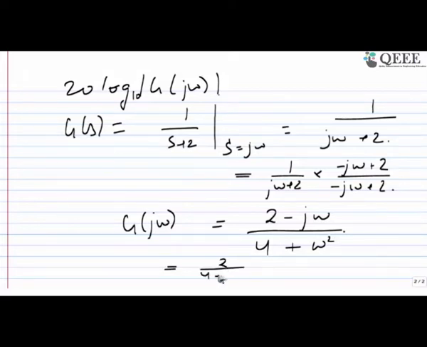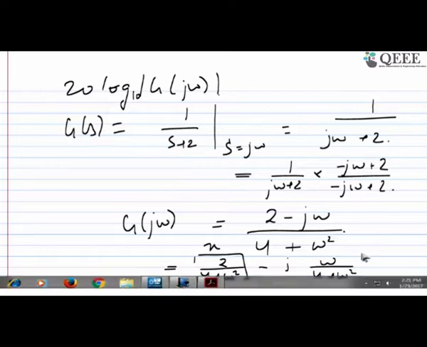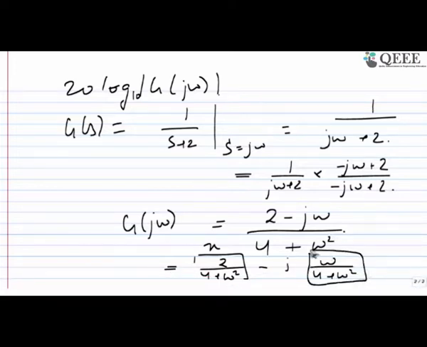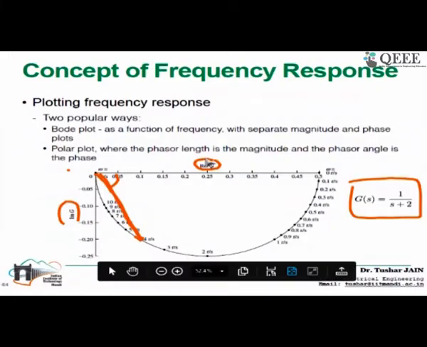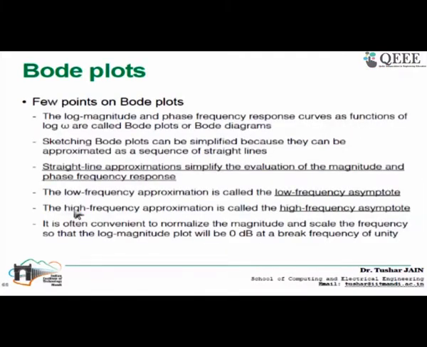Then you can separate out the real part, which is 2 upon 4 plus omega square, and the imaginary part, minus j omega upon 4 plus omega square. I give the real part as the x-axis, and the imaginary part, including this negative sign, gives me the y-axis. This is how the real part of G and the imaginary part of G are plotted. Now if we have a more complex transfer function, how can we draw the Bode plot in an easier way?